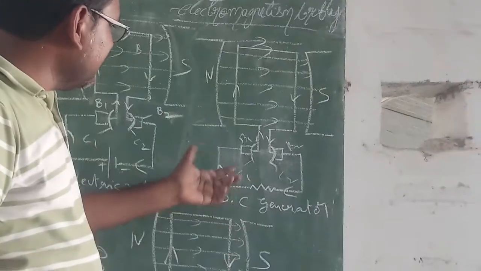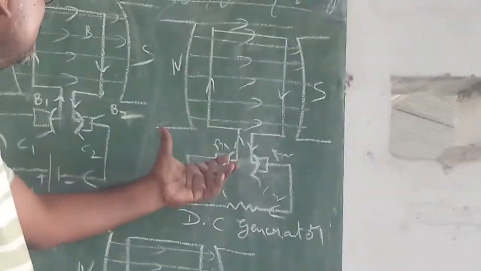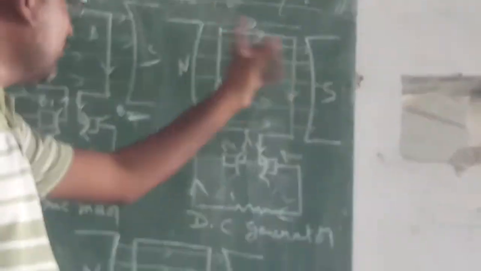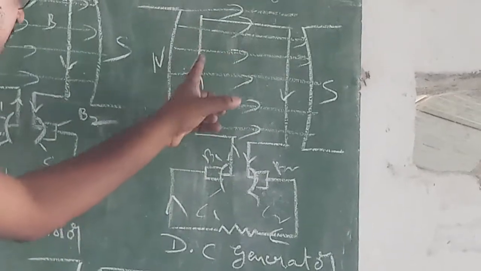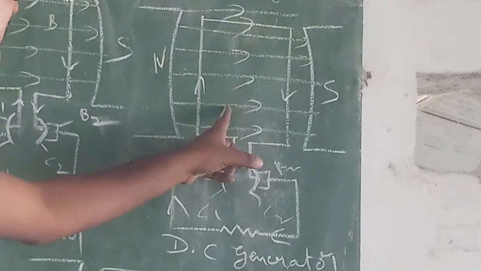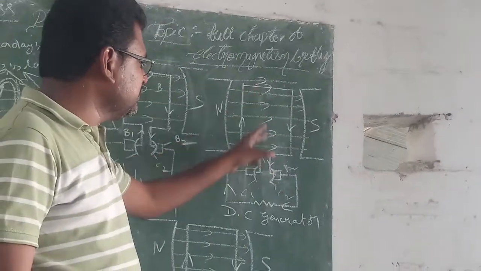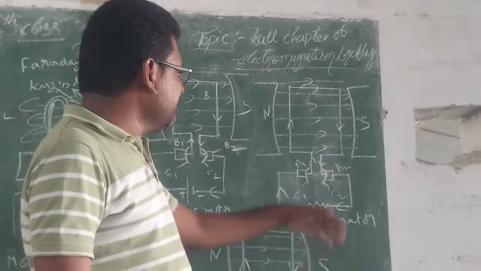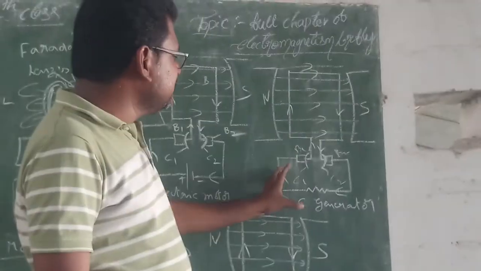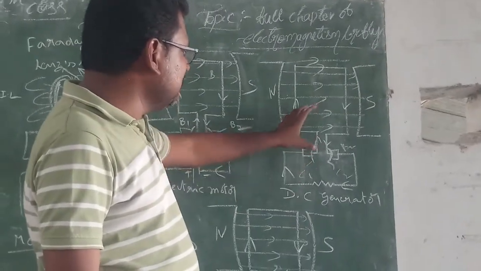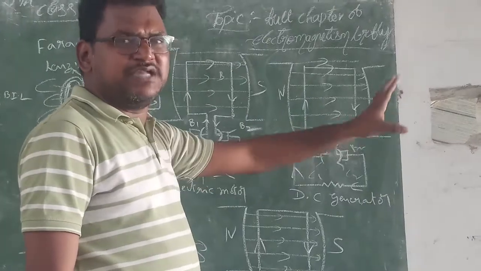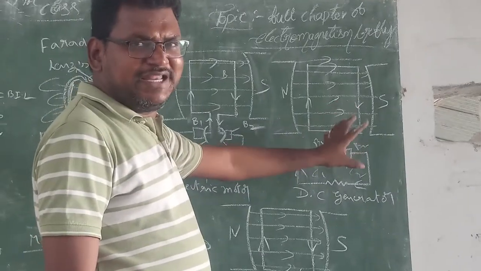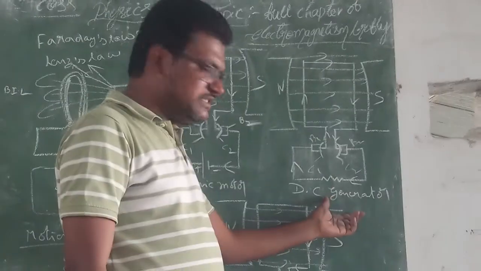Whereas here, in the case of a generator, we ourselves, an external agent, rotate the coil. Due to the rotation of the coil in the presence of a uniform magnetic field, a change in magnetic flux takes place, and the change in magnetic flux induces the EMF and induces the current. That means here the mechanical energy is converting into electrical energy. Okay, so this is the DC generator. Because the current produced will have the same direction, we don't observe any fluctuations or any change of direction in the current. That's why this is called a DC generator.